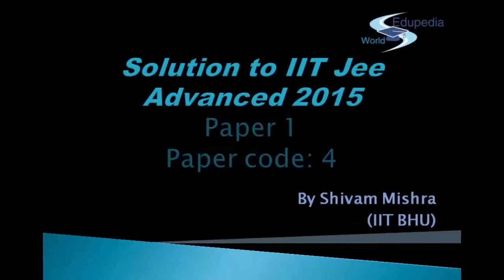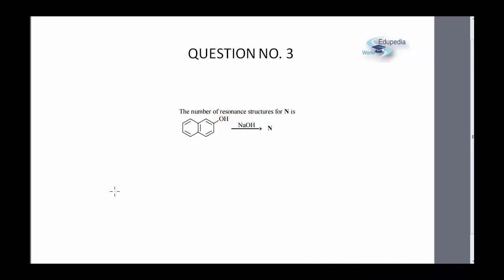My name is Shivam Mishra and today we are going to discuss the solutions to IIT JEE Advanced 2015 paper 1. The code which we are using is 4. Okay students, let us have a look at question number 3. Question number 3 is again from organic chemistry.